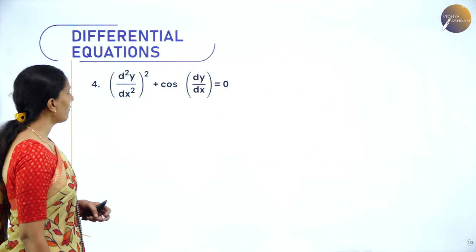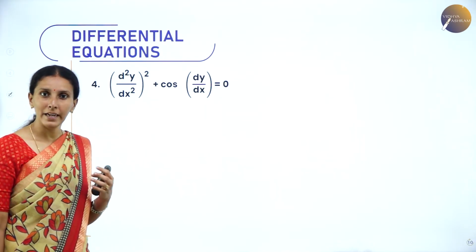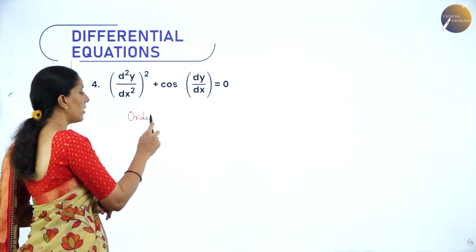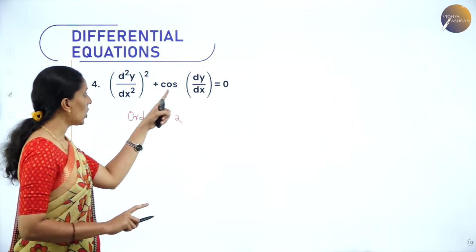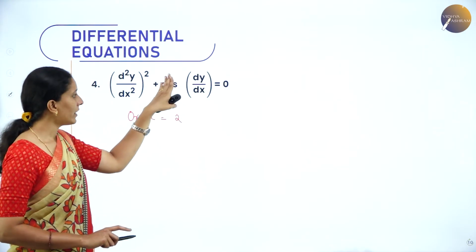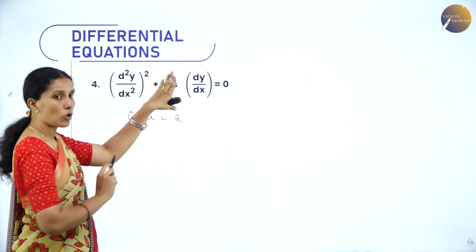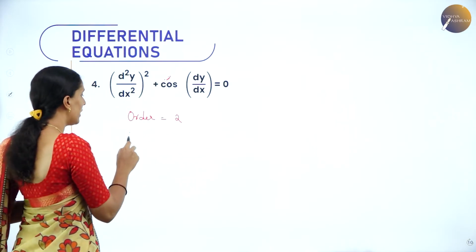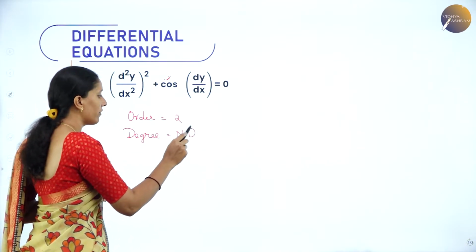Next, d square y by dx square whole square plus cos dy by dx. The highest order is 2, so therefore we can say the order is equal to 2. But the degree is not defined. Why? Because dy by dx is with another function, that is the cos function. If there were no cos, we could write the order as 2 and the degree as also 2. But the derivative is with another function, hence it is not in the polynomial form. So therefore we write the degree is not defined.